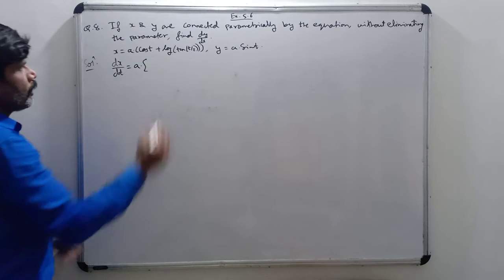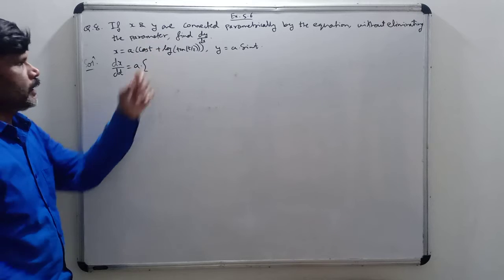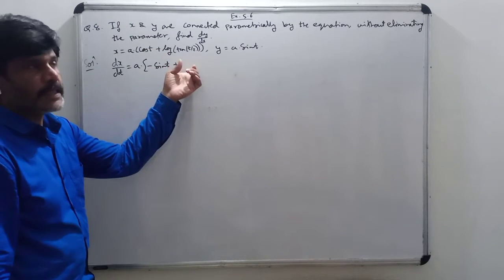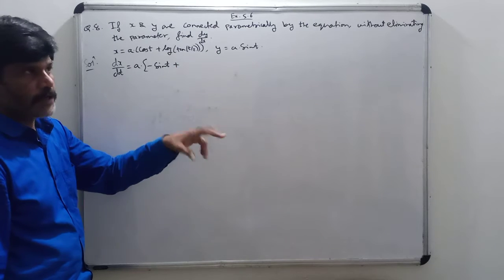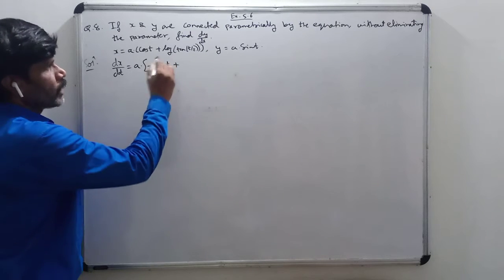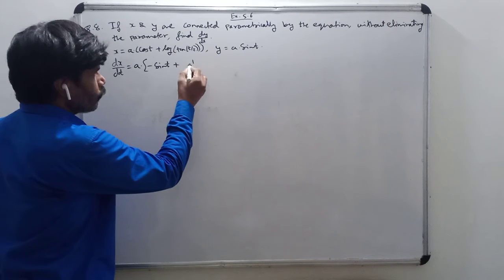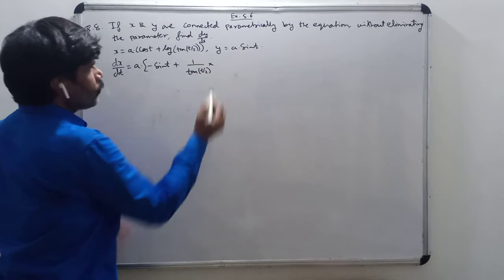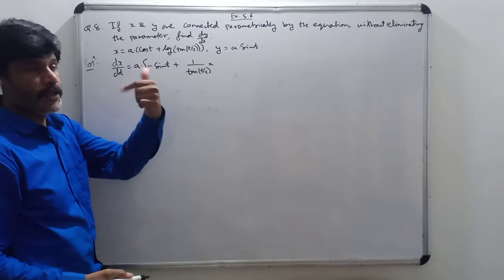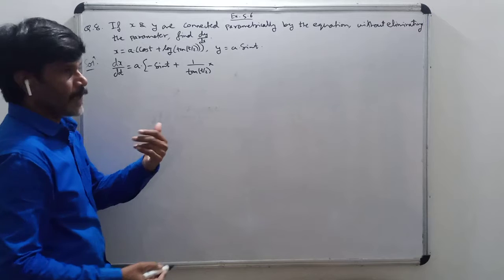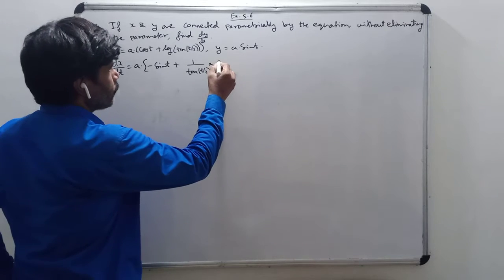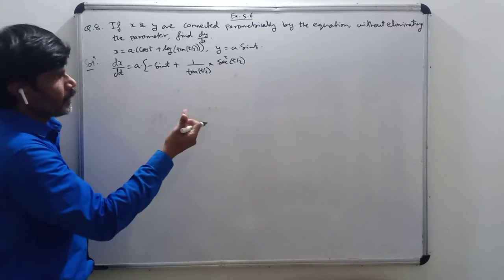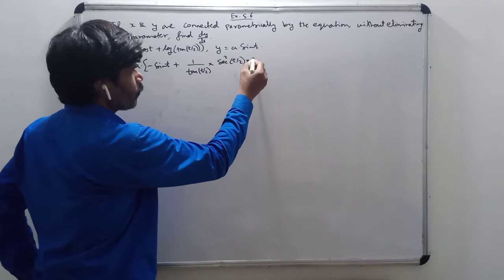A is a constant. What is the derivative of cos t with respect to t? Minus sin t. Plus, what is the derivative of log x? 1 by x. So the derivative of log f(x) will be 1 by f(x) into f dash x. So the derivative of log tan t by 2 will be 1 upon tan t by 2 into the derivative of tan t by 2. Now what is the derivative of tan x? Sec square x. So the derivative of tan f(x) is sec square f(x) into f dash x. So this will be sec square t by 2 into the derivative of t by 2. What is the derivative of t by 2?